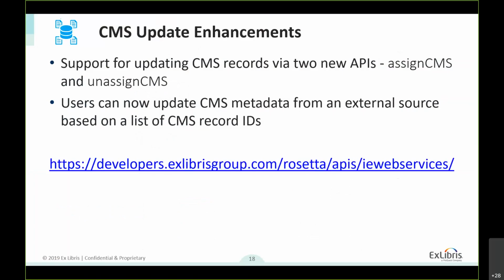Integrations. So those of you who integrate with Aleph, Voyager, we have enhanced the capabilities of the bidirectional updates between the CMS and Rosetta. We have added 2 new APIs, assigned CMS and unassigned CMS, and the update CMS metadata job can now be fed with a list of CMS record IDs, whereas up to today it was possible to only feed it one by one. The job then reaches out to the external system and updates the CMS. You can see more details of that in the developers network.